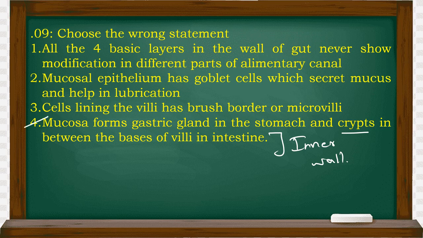Option number 3, cells lining the villi have brush border or microvilli. That's correct again. They are highly absorptive in nature. They absorb all the essential components that are associated with the villi in the intestinal region of the human digestive system. Option number 2, mucosal epithelium has goblet cells which secrete mucus and help in the process of lubrication. These goblet cells can also be called defense cells or protective cells, which help the stomach to avoid autodigestion. By the secretion of mucus, the mucus is deposited on the wall of the stomach, and this keeps HCl from being in direct contact with the stomach. Therefore, it protects the inner wall of the stomach.